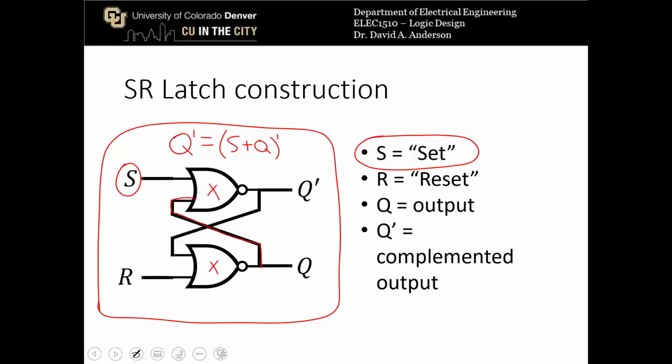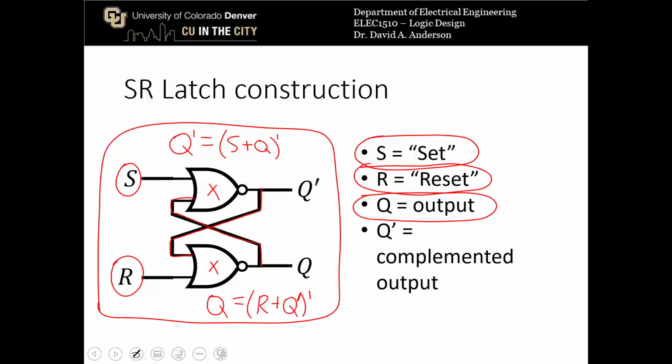The output of the second NOR gate, Q, is equal to R, which is called the reset line, or the output of the first NOR gate, Q prime, parentheses prime. Q is just called the output of the latch. Q prime is the complemented output of the latch.